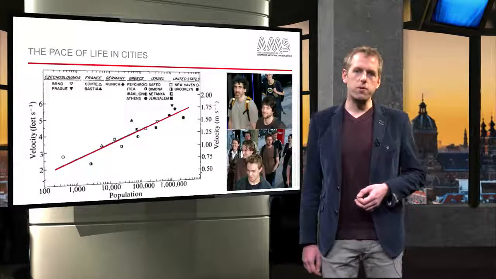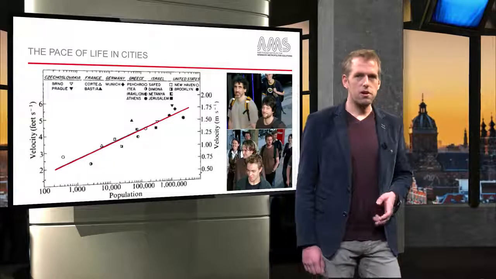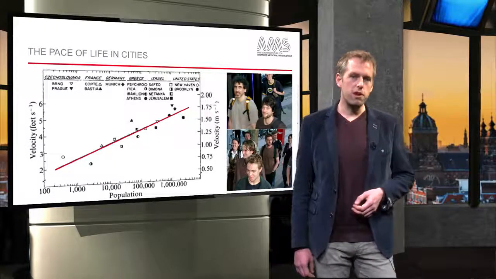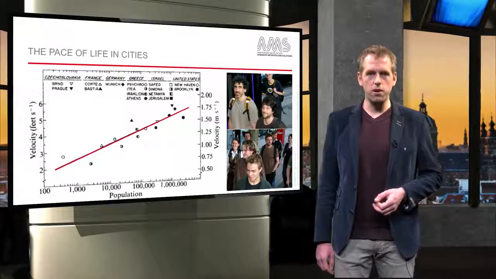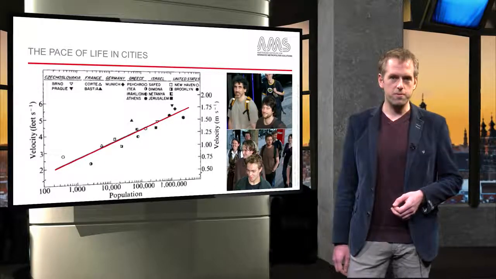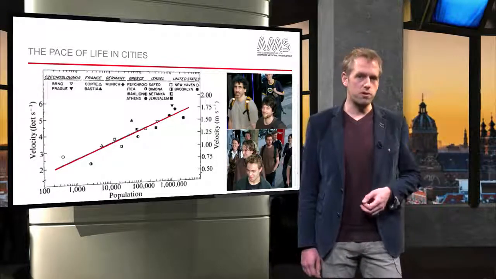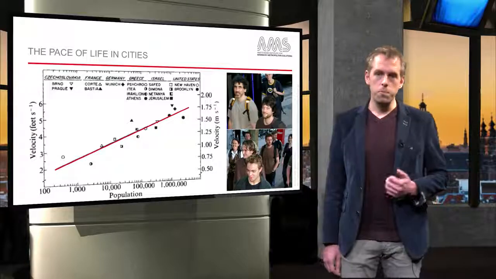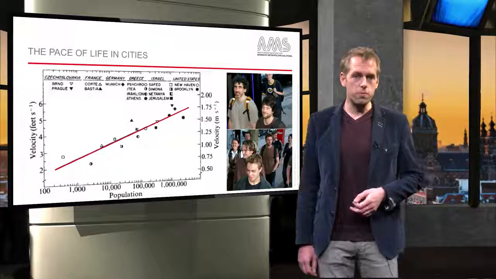In the second example, several indicators show that the pace of social life in cities increases with its population size. We see here the velocity of pedestrians in relation to population size. Social life can be expressed in terms of rates of innovation, wealth creation, patterns of consumption, human behavior, and properties of urban infrastructure.